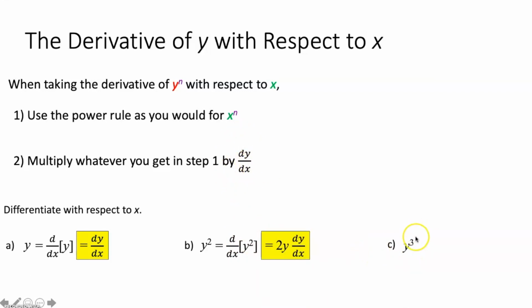Next, y cubed. I take the derivative of that with respect to x, but this is a y. Those don't match. So I follow these two steps. First, do the power rule like I normally would: 3y to the 3 minus 1, or 3y squared, times dy/dx. And you're done. Look how easy that is.